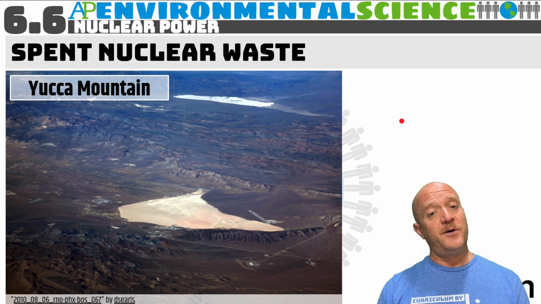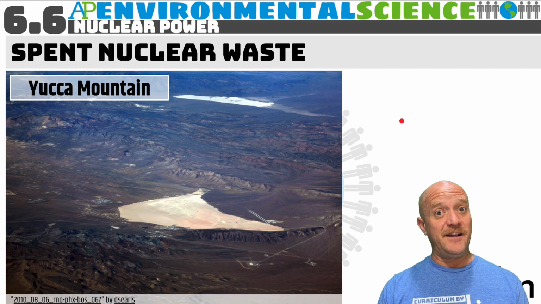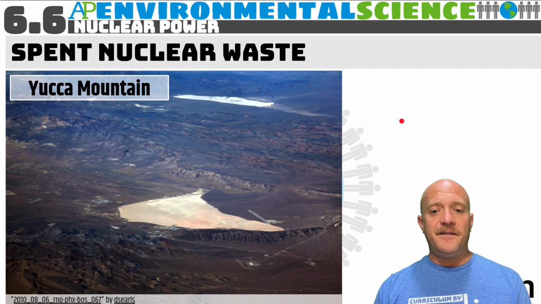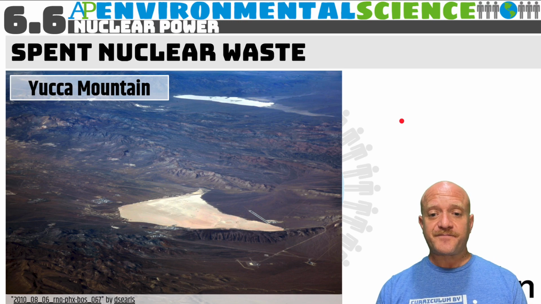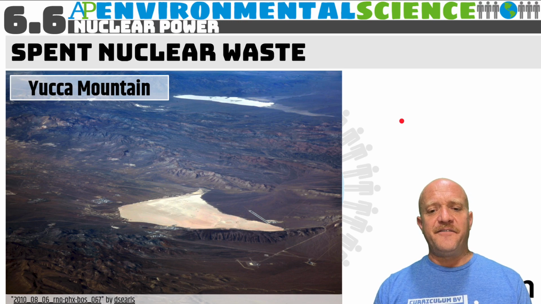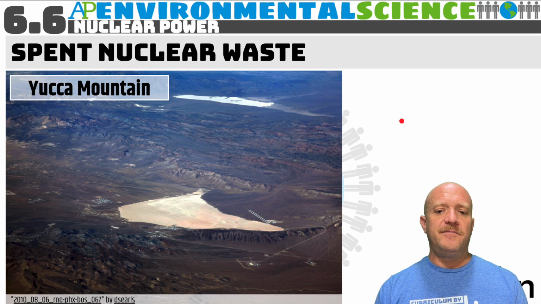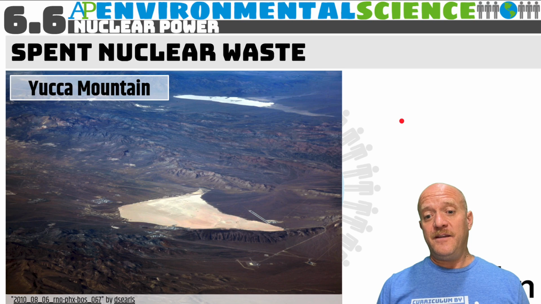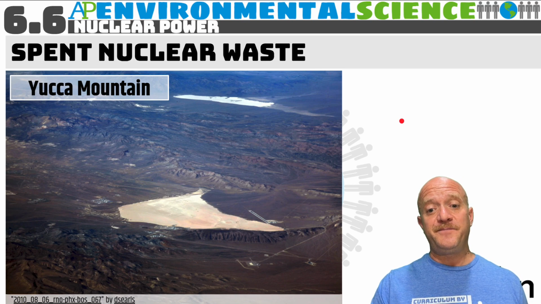Now, there was a proposal to do it in a place in Nevada called Yucca Mountain, which is in the middle of the desert. And the reason for this is that if there was some sort of disaster or explosion, that's very low population density, so it would not really affect a lot of people if it were to have some sort of destructive explosion.